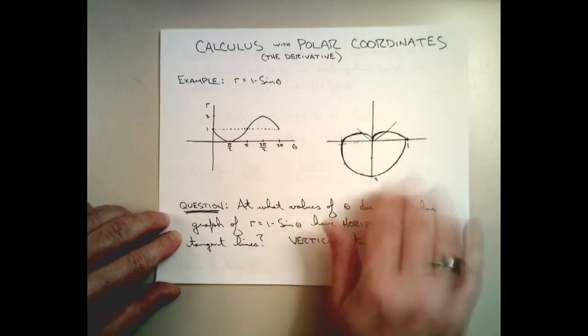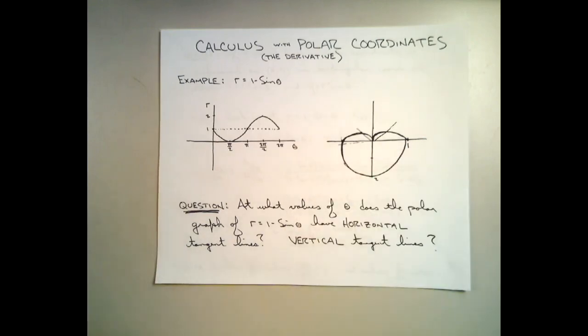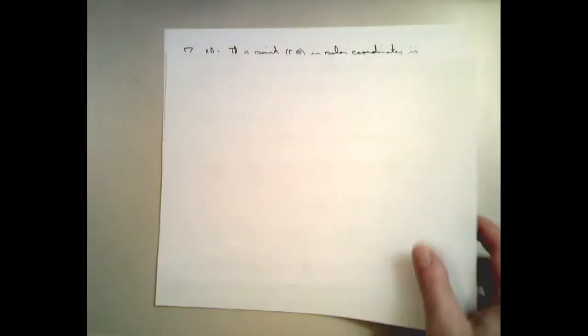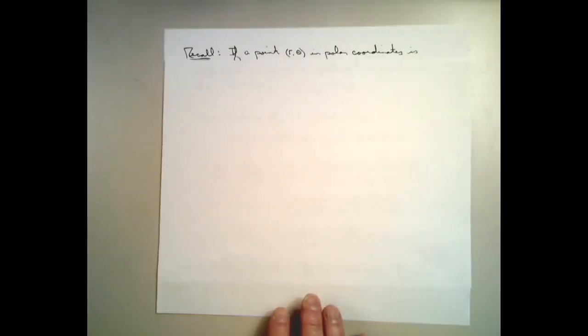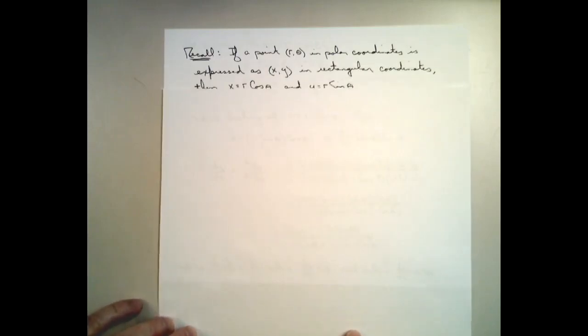Somehow we're going to have to figure out how to answer that question. Well, I want you to remember something, right? If a point (r, theta) in polar coordinates is described in rectangular coordinates as (x, y), then we have that x is equal to r cosine theta and y is equal to r sine theta. I think you probably remember that from the last time.